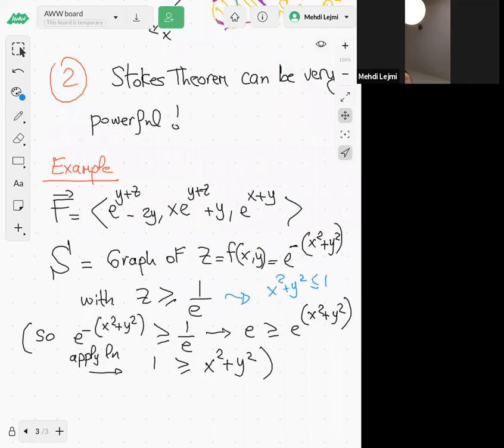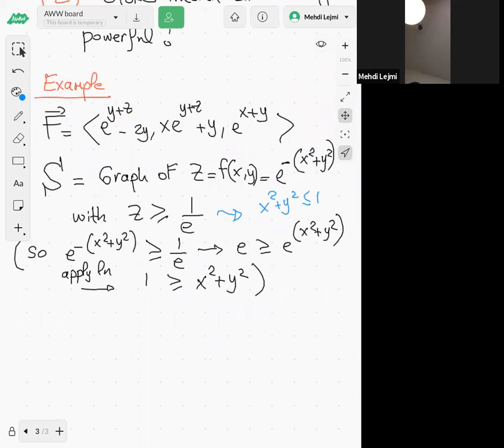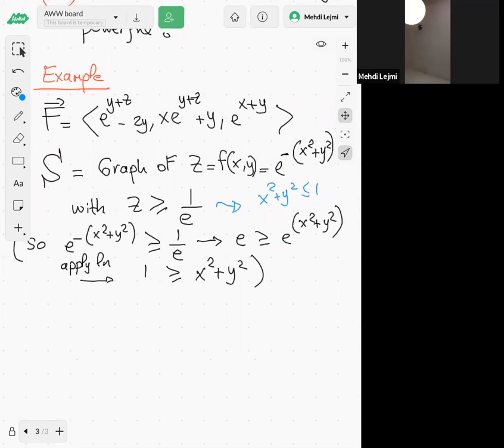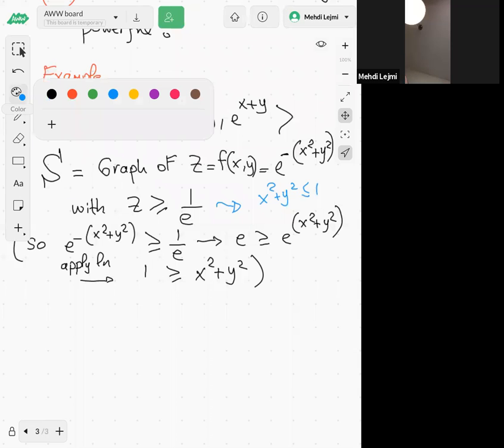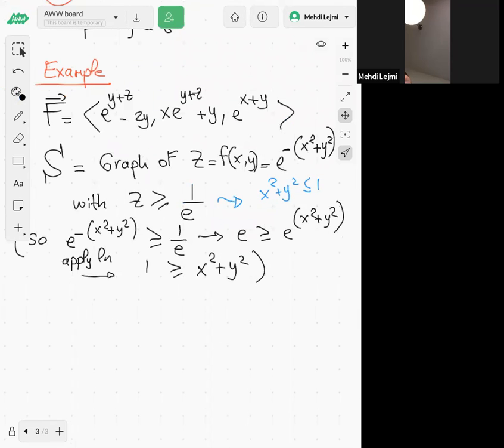So that's my vector field F. That's my surface: the surface S is the graph of this function with z larger than or equal to 1 over e. If you want, you can graph this surface S.